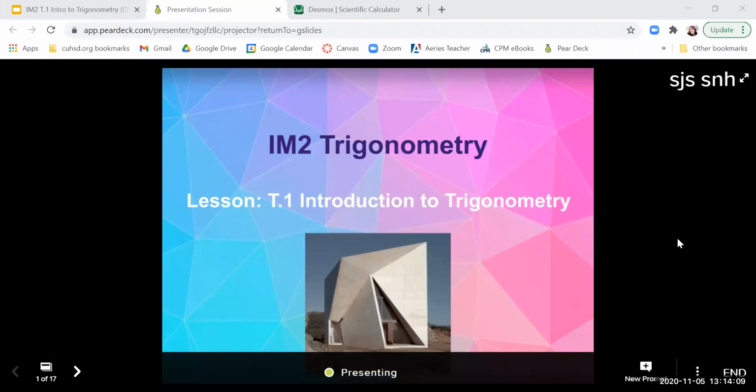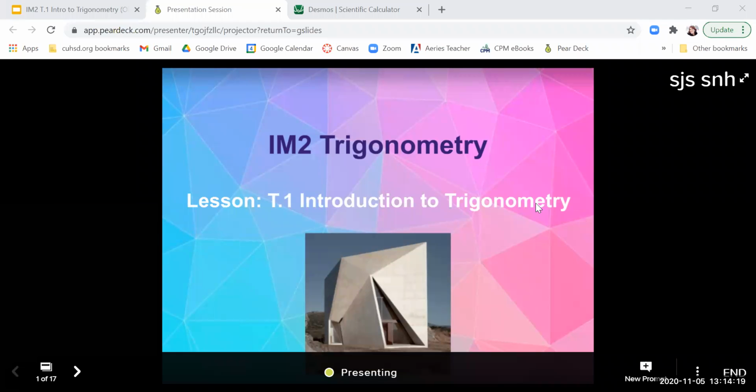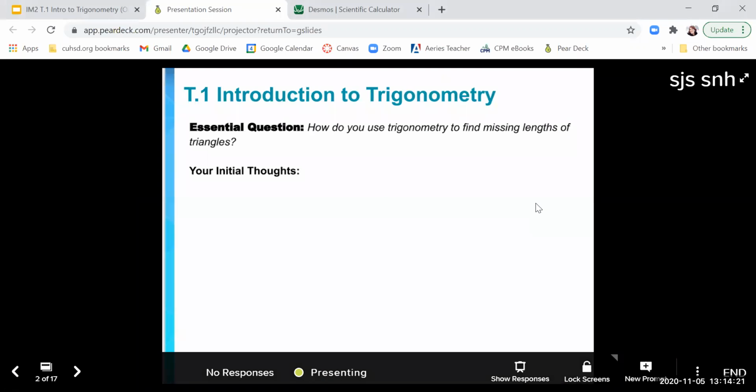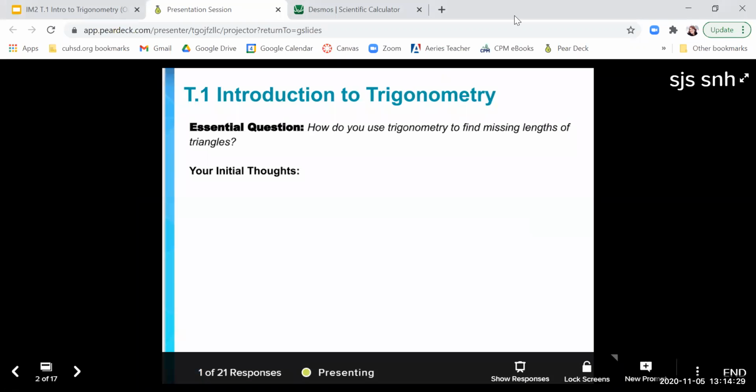Okay, so today we are learning about trigonometry, and this is lesson T.1, Introduction to Trigonometry. All right, so our essential question today: how do you use trigonometry to find missing lengths of triangles? So I'll take a moment and respond to that.